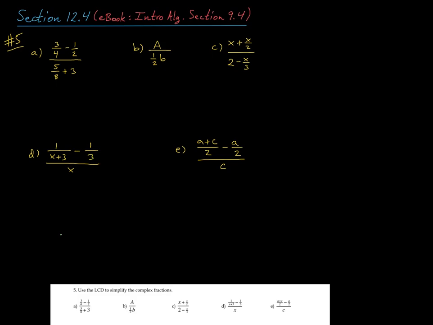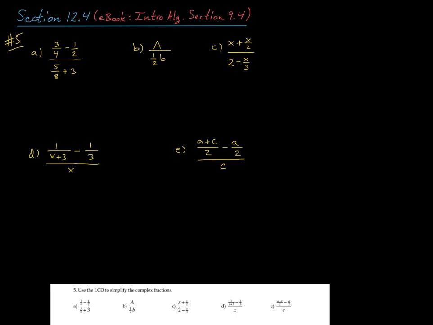All right, question number 5, it says to use the LCD to simplify the complex fractions. And so in part A, we're looking at the expression 3/4 minus 1/2, all divided by 5/8 plus 3. Now, one way we could go about simplifying this is just to combine what you see in the numerator, combine what you see in the denominator, and then divide those resulting fractions. And that would work perfectly well.